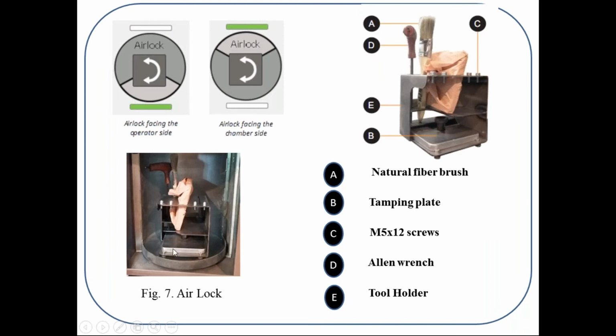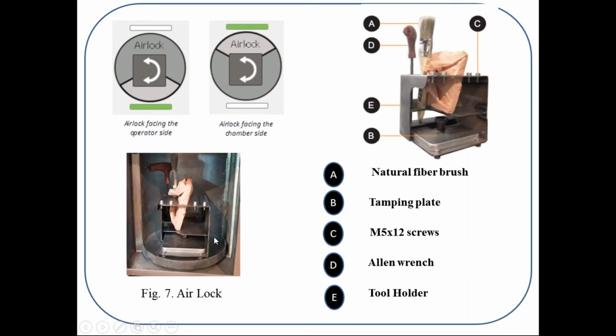And the airlock system. Here in the airlock system, we keep a natural fire brush for cleaning and removing powder, as well as cleaning the process chamber. In the case of the tamping pad, we compact the powder after filling the supply piston with 30 mm. Screws are used for fixing the substrate plate. An Allen wrench is used for fixing the substrate plate, and the tool holder is used for all the above accessories.